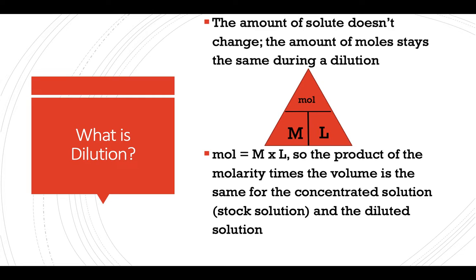Oftentimes, stock solutions or solutions that are sold by chemical supply companies have a high concentration. The reason that stock solutions are concentrated solutions is that companies can ship you a concentrated solution and you can then take it and dilute it to make a lot of diluted solution. So it's more cost effective for companies to sell concentrated stock solutions rather than selling diluted solutions that have a lot of water in them, because you can always add your own water. So that's why a concentrated solution is often known as a stock solution.